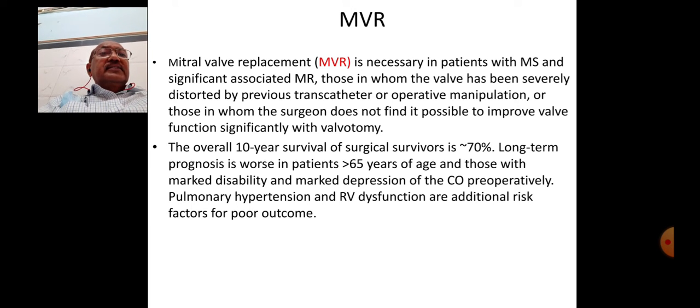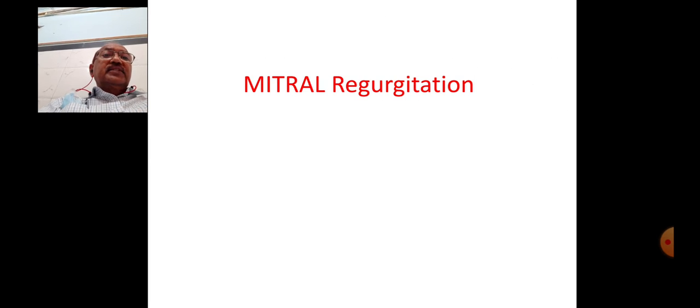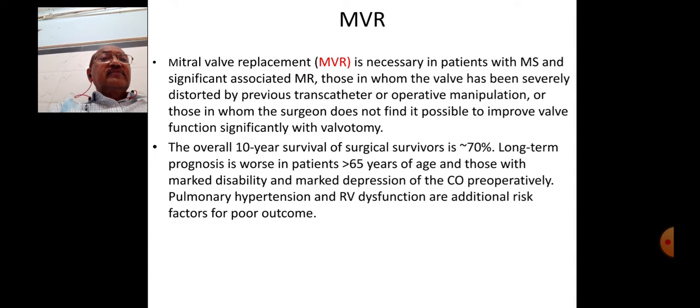MVR is necessary in patients with MS associated with significant MR, those in whom the valve has been severely distorted by previous transcatheter or operative manipulation, or those in whom the surgeon does not find it possible to improve the valve function significantly with valvotomy.